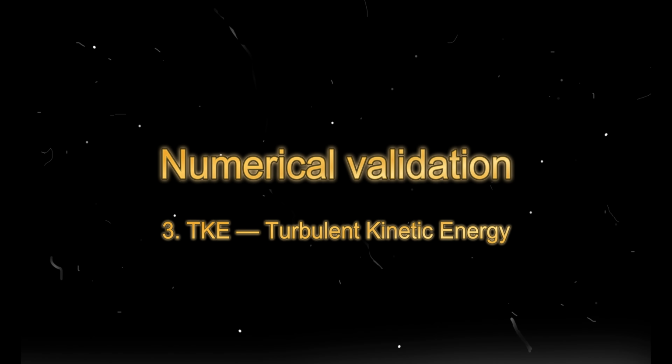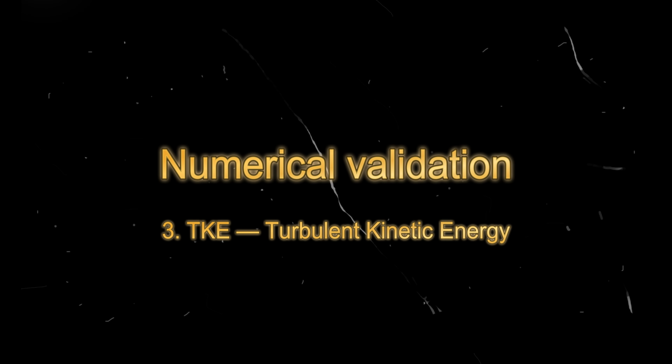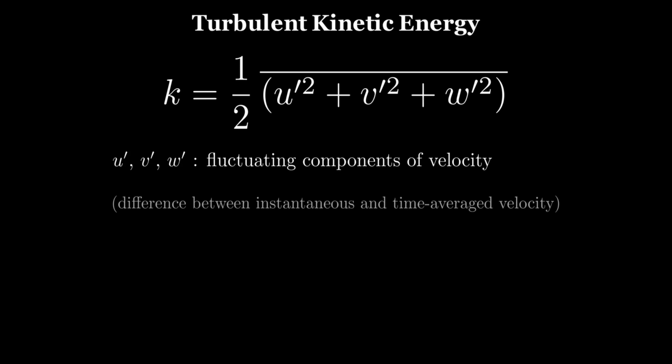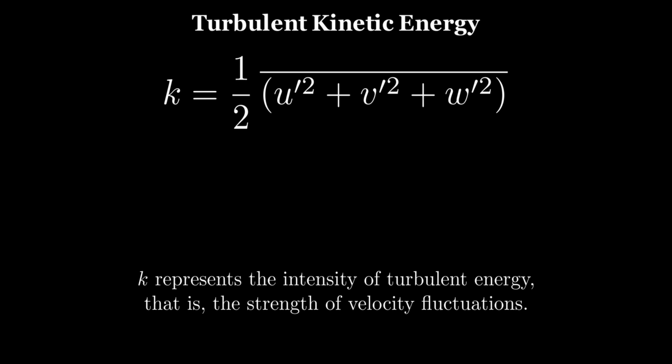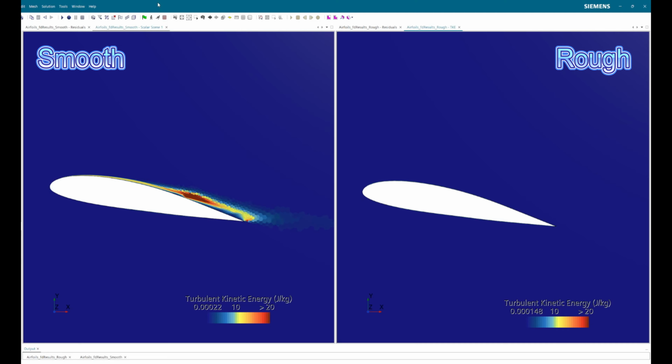So, how can we visualize the turbulent region and its intensity more clearly? Finally, I introduced TKE, turbulent kinetic energy, for a more intuitive evaluation. Turbulent kinetic energy represents the energy contained in turbulent motion, essentially describing the sum of velocity fluctuations averaged over time. It represents the local intensity of turbulence. On the rough surface, the turbulence intensity increases significantly, and the turbulent region appears earlier on the upper surface, which also confirms the earlier transition point. In addition, stronger turbulence can be observed near the trailing edge.